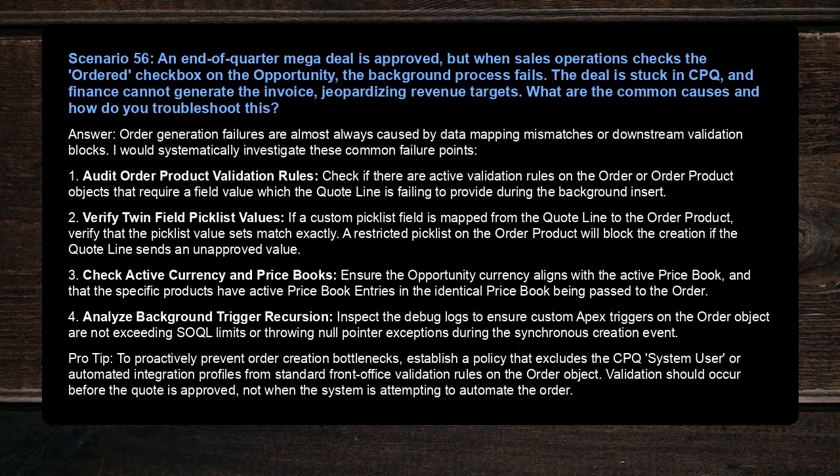Pro tip: to proactively prevent order creation bottlenecks, establish a policy that excludes the CPQ system user or automated integration profiles from standard front office validation rules on the order object. Validation should occur before the quote is approved, not when the system is attempting to automate the order.